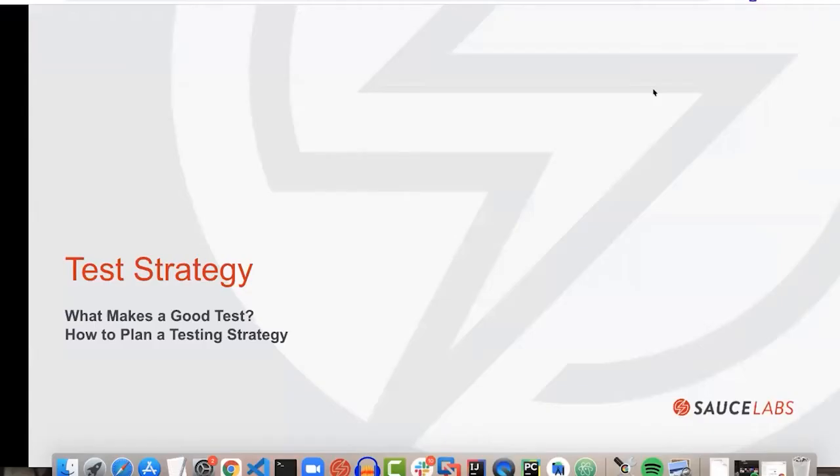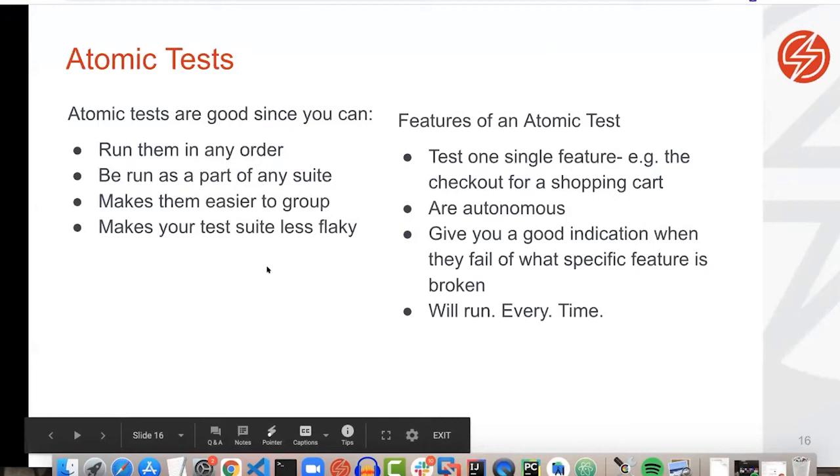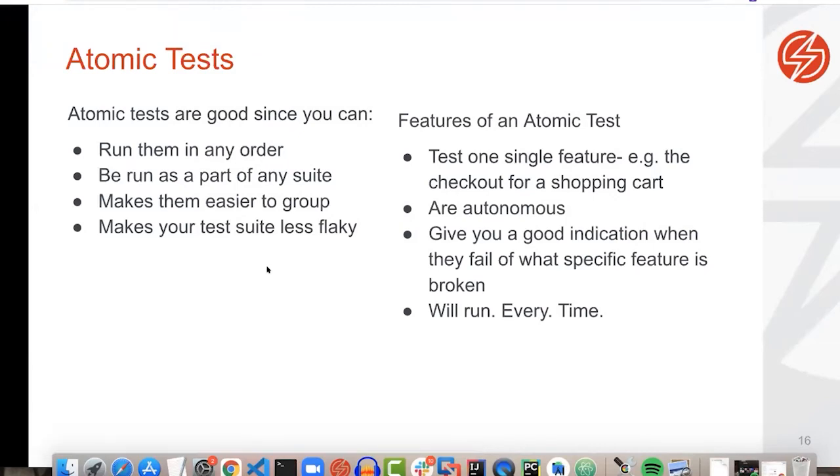So the first topic tonight is test strategy: what makes a good test, and how to plan a testing strategy. We'll talk about what that planning looks like a little later on. The first concept is atomic tests. Atomic as in it's one singular thing that is whole on its own. You think of atomic as being one single entity that doesn't need anything else. It's contained in itself.